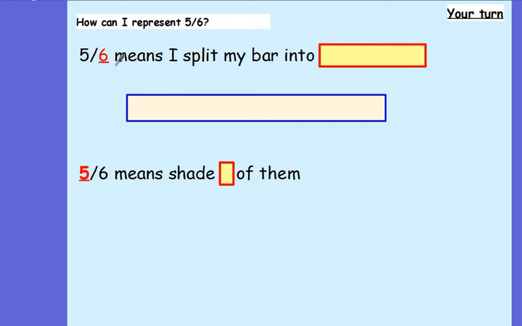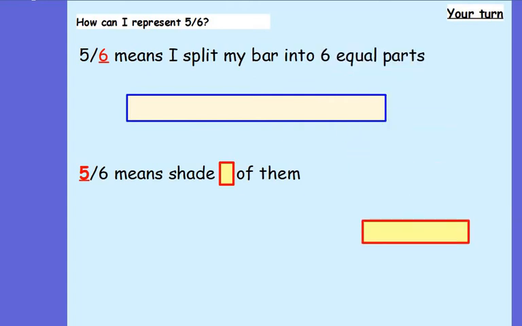Okay, let's go through it. So I'm trying to represent 5/6. So I need to split my bar, which is a whole, into 6 equal parts. That's 1, 2, 3, up to 6 equal parts. I want to represent 5/6, so I need to shade in 5 of them. Let's shade those in now. 1, 2, 3, 4, and 5.